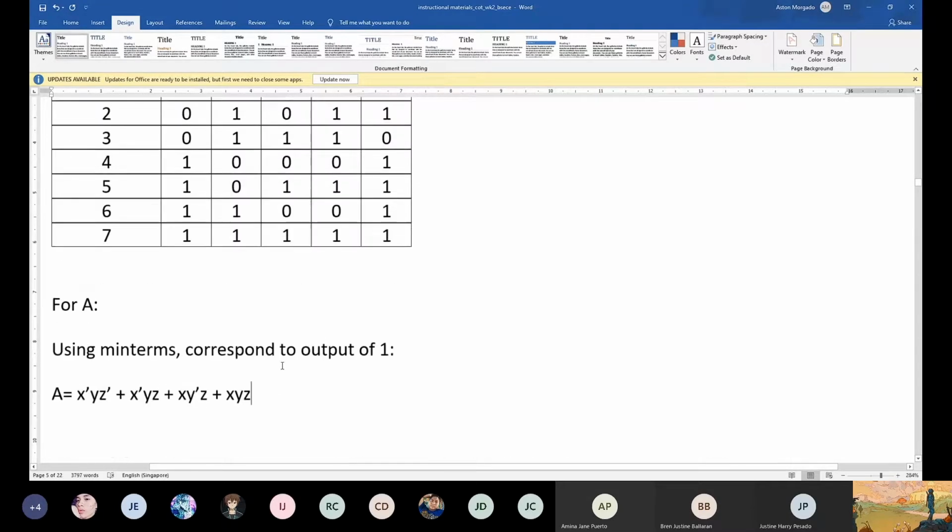So with this, as you can see, each term is connected by plus. That's why Minterms is also called, what do you call the Minterms? Minterms also called sum of products or SOP.